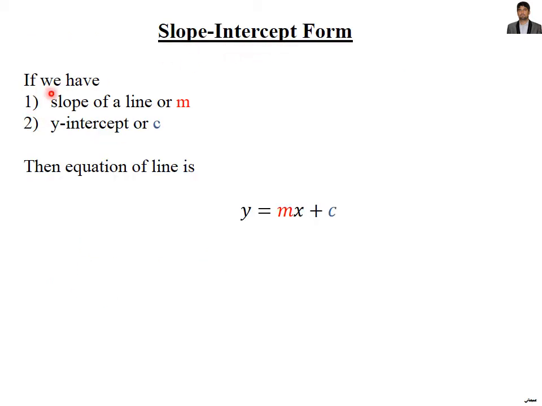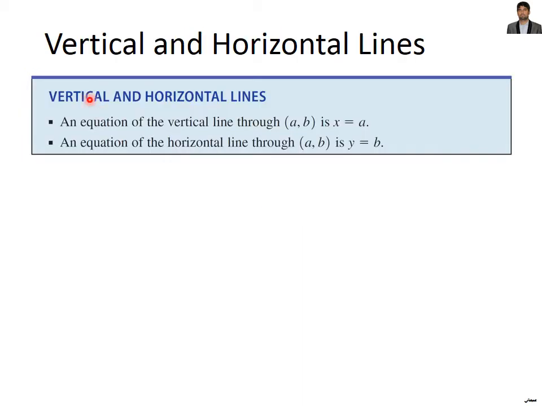Slope-intercept form. If we have slope of a line or m and y-intercept or c, then the equation of line is y is equal to mx plus c. Vertical and horizontal lines. An equation of the vertical line through (a, b) is x is equal to a. An equation of the horizontal line through (a, b) is y is equal to b.